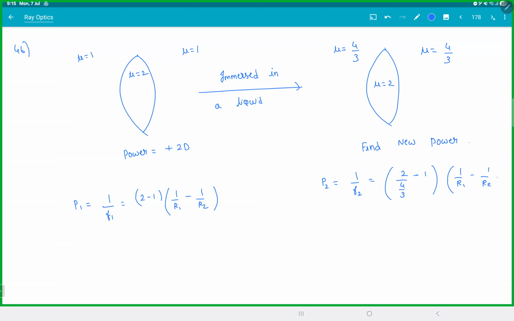So R1, R2 won't get affected by the medium. So divide them, P1 by P2. This actually becomes 2. Therefore, P2 is P1 by 2. P1 is 2 diopter, so 1 diopter. Easy?